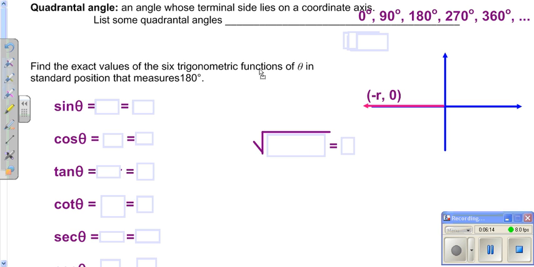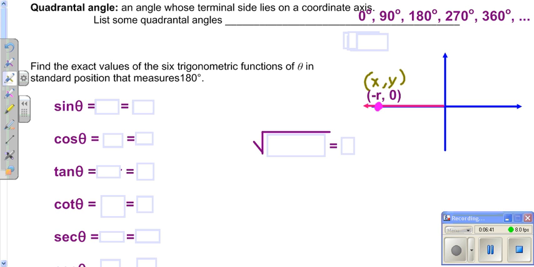Now, let's go ahead and find our 6 trigonometric functions for an angle or a point that is at 180 degrees. Well, I'll put this here. We don't necessarily know the coordinates of this, but we know we're going to the left, so we know our x-coordinate's negative. We're not going up and down, so we know our y-coordinate is 0. So we have our x being a negative r, our y being 0.